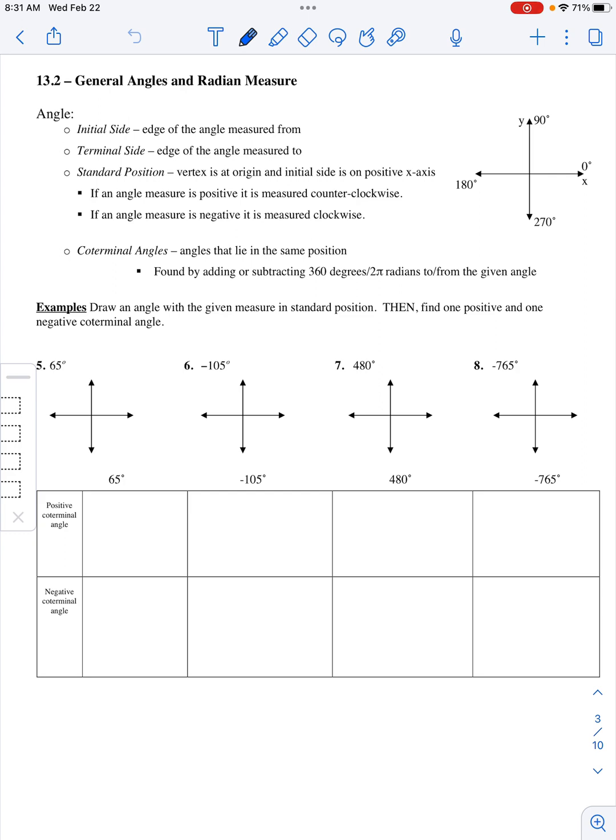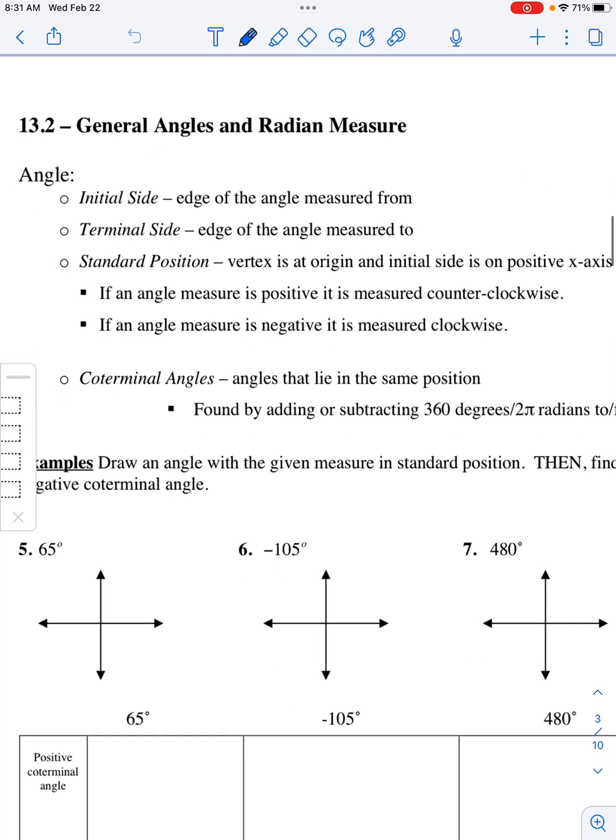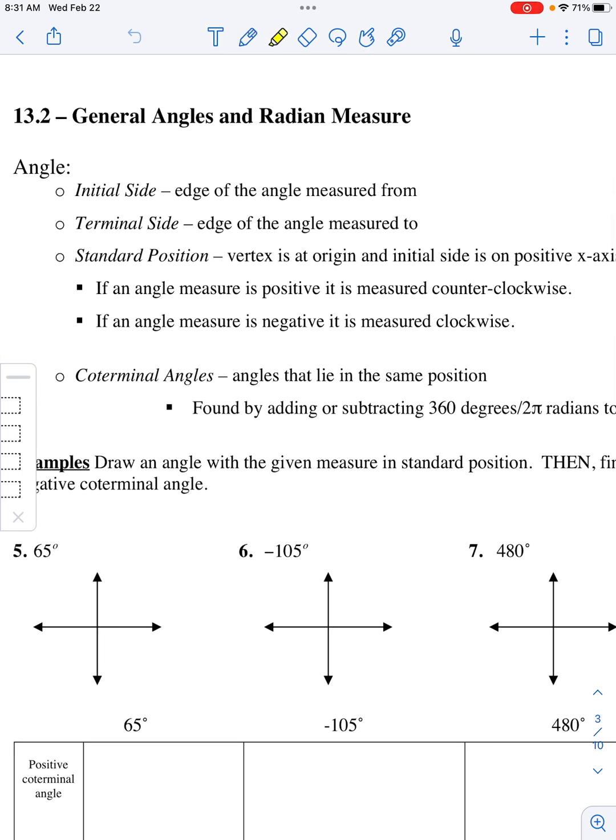And then in your packet, you have a 13-2 day one worksheet. It's literally going to be adding and subtracting 360 and just kind of drawing some angles. So I think you should be okay. Tomorrow we're going to start radians, which will be tricky, but that'll give us Friday to go over it again together. But I'm going to assume everybody watched this, hopefully, since that is the assigned task.